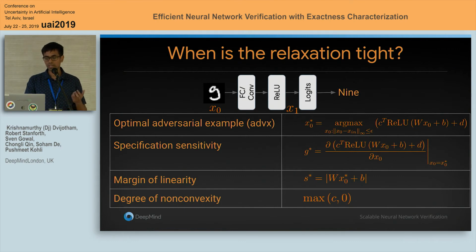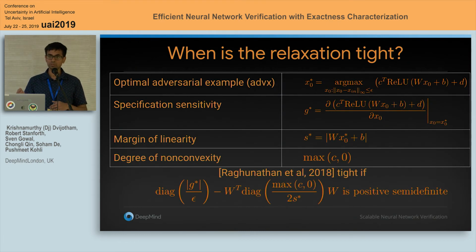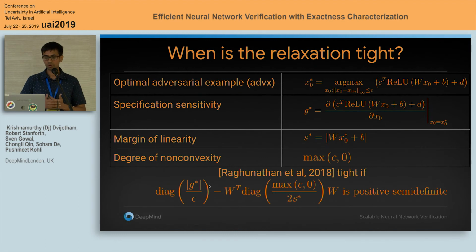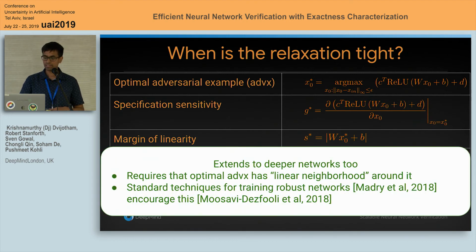And in this case, you can prove that if all the coefficients c are negative, then this ends up being a convex optimization problem and you don't need any relaxation at all. So in some sense, this object, max of c and 0, is the degree of non-convexity in this problem. So for this semi-definite programming relaxation, you can prove that if this matrix that depends on these quantities is positive semi-definite, then the relaxation is going to be tight. And you can interpret this as saying that the normalized sensitivity is larger than the ratio of the degree of non-convexity to the margin of linearity.